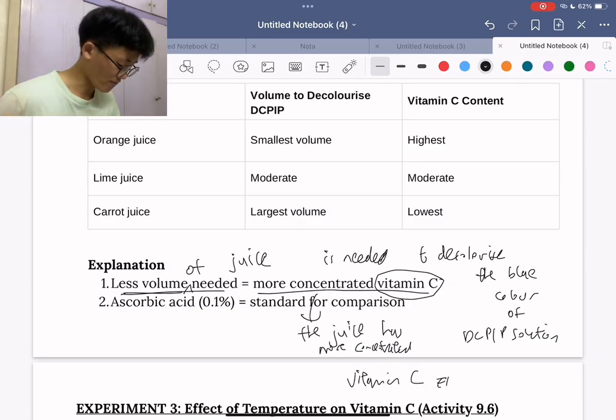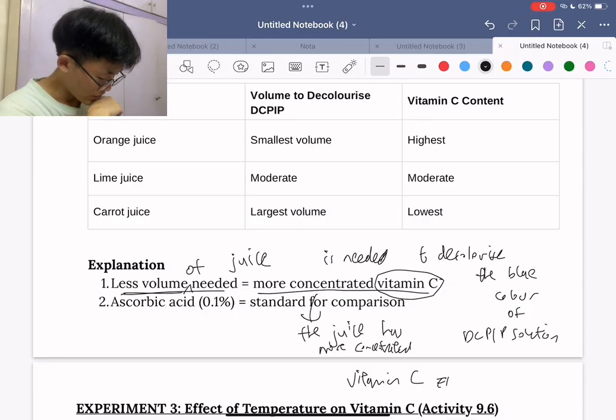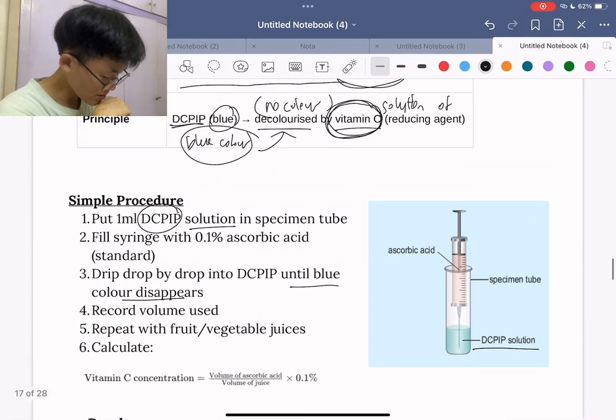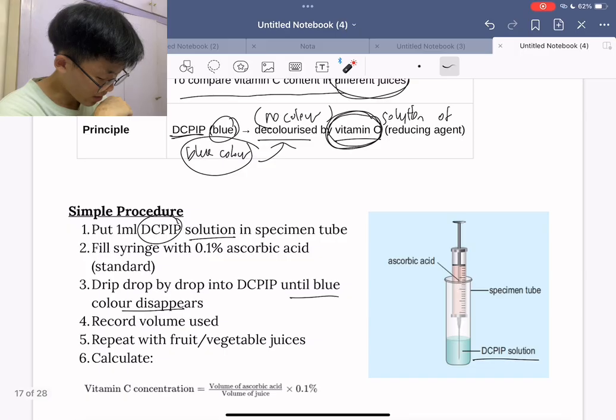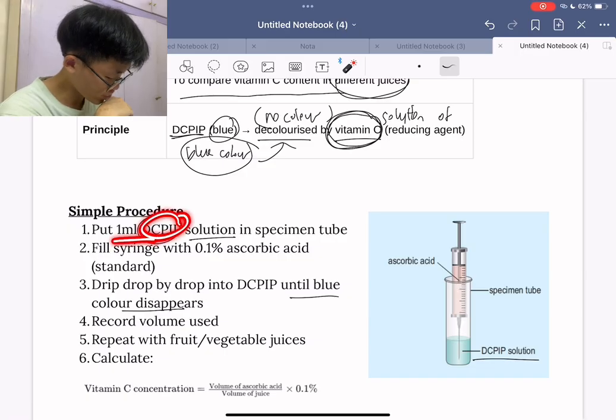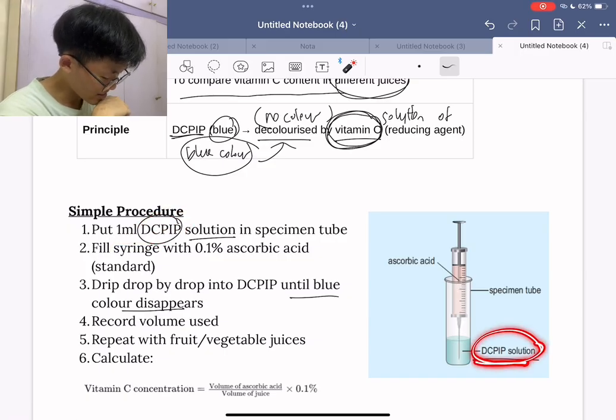Sorry, I forgot for a moment. So you see, first you put 1 ml DCPIP solution in a specimen tube, and then you fill the syringe. You fill the syringe. This is a syringe with ascorbic acid.